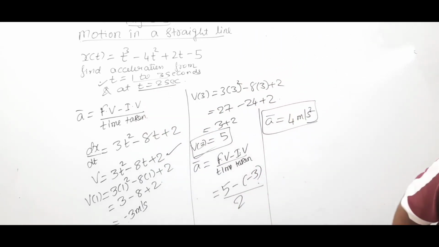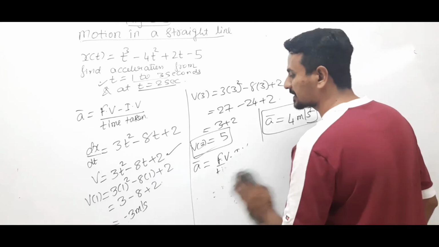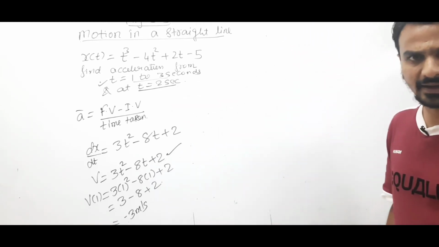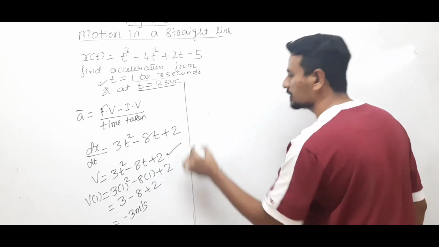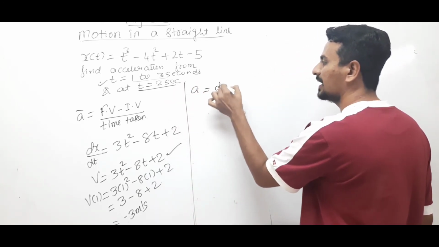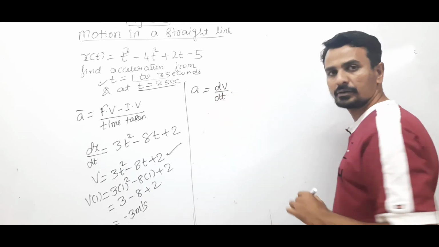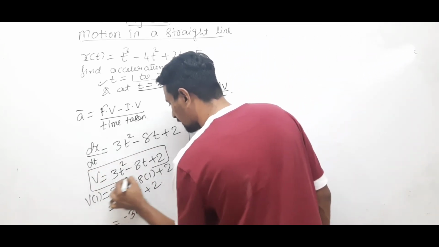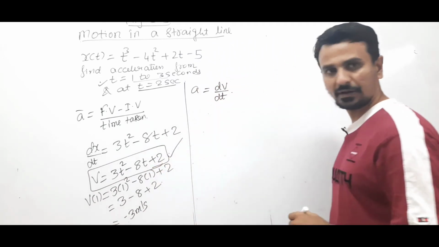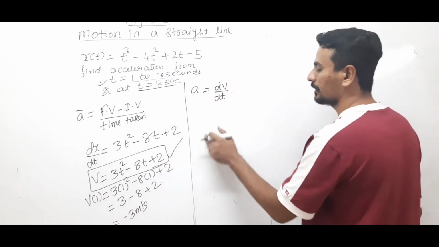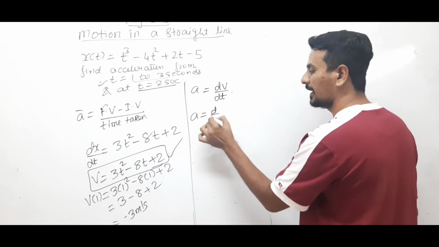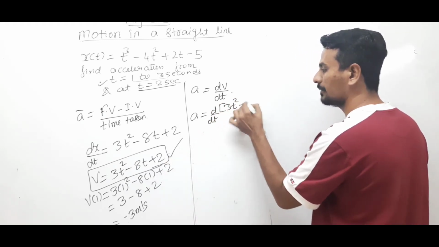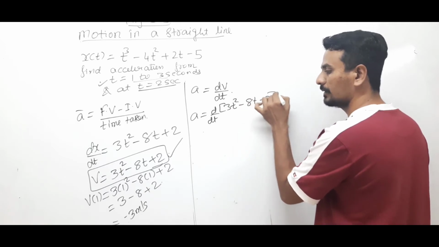So what is the definition of instantaneous acceleration? Instantaneous acceleration is dv by dt. So instantaneous acceleration a will be dv by dt. Now we need to differentiate this equation of velocity. This is the equation which you need to differentiate. So acceleration will be d by dt of v. What is v? 3t squared minus 8t plus 2.